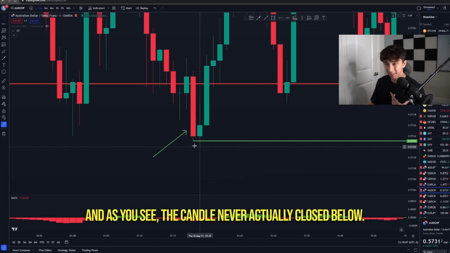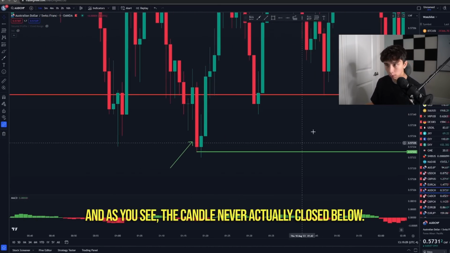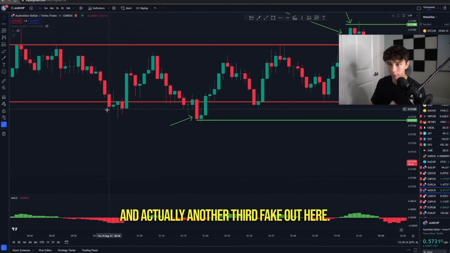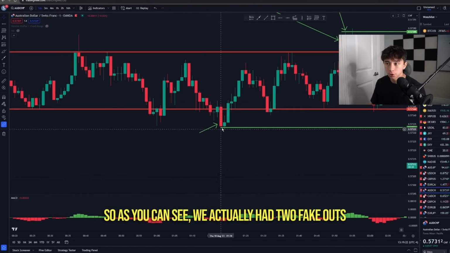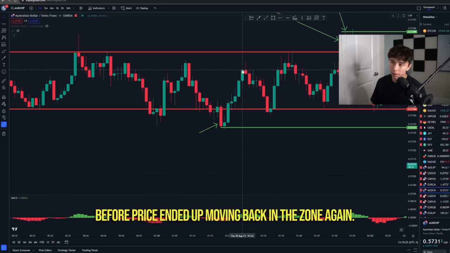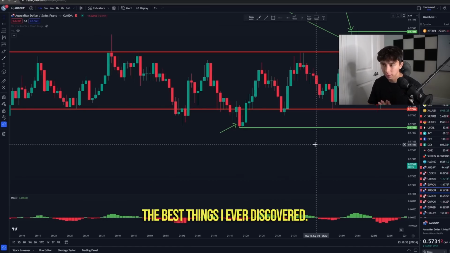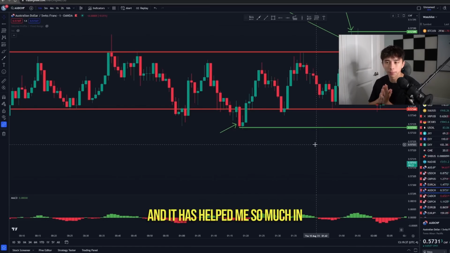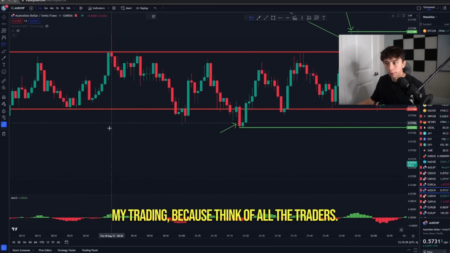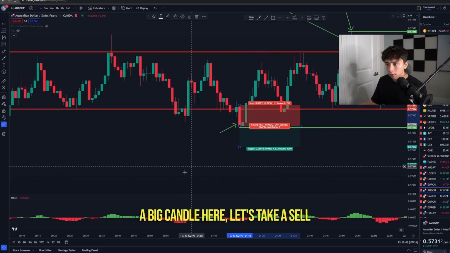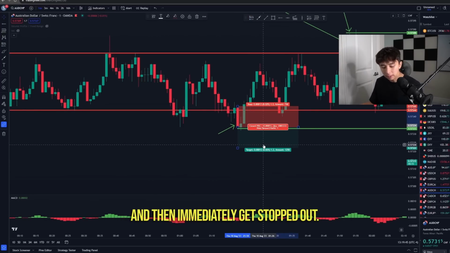And as you see, the candle never actually closed below. So we had two fake outs and actually another third fake out here. As you can see, we actually had two fake outs before price ended up moving back in the zone again. So this tip is one of the best things I ever discovered, and it has helped me so much in my trading, because think of all the traders who would have thought, oh wow, there's such a big candle here, let's take a sell, and then immediately get stopped out.